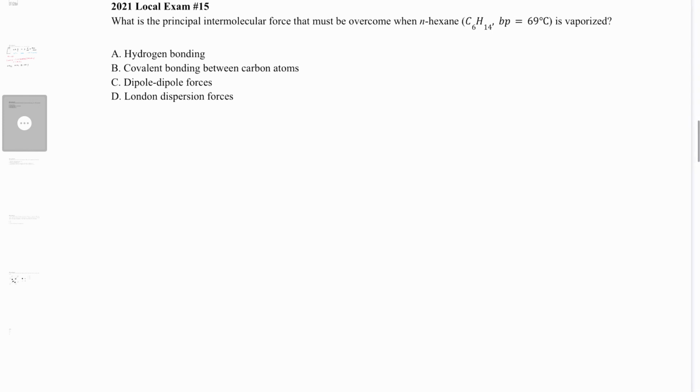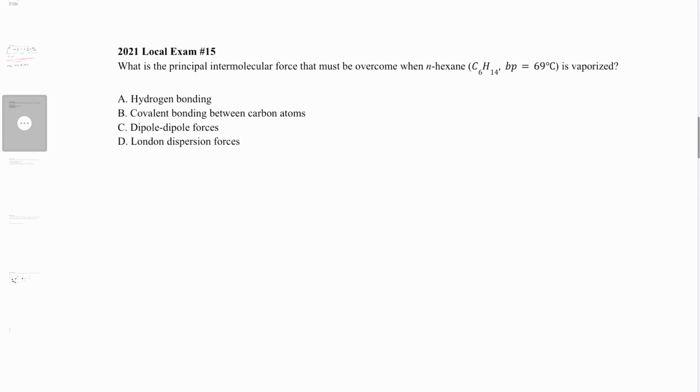What is the principal intermolecular force that must be overcome when N-hexane is vaporized? So N-hexane is a long organic molecule. This implies that you're going to be dealing with major London dispersion forces, and the fact that you're dealing with just a carbon chain means that it's going to be nonpolar. You're not going to have hydrogen bonding. You're not going to have dipole forces.